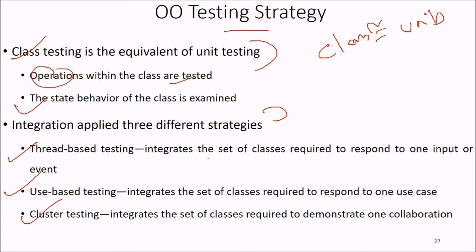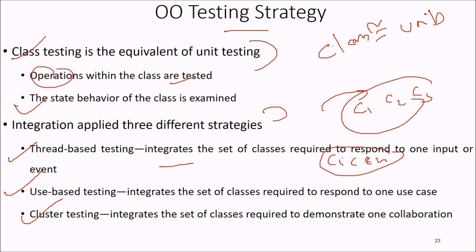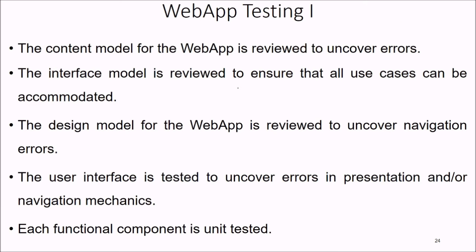Thread-based testing integrates the set of classes required to respond to one input or an event. Say C1, C2, C3 are the classes required to respond to one input or an event. We combine them, we integrate them. This is called thread-based testing. Then use case testing means we combine C1, C2, Cn, the set of classes that will respond to one use case. And cluster testing integrates the set of classes C1 to Cn that will demonstrate one collaboration. So use case, collaboration, or thread-based, these are the 3 different integration strategies.